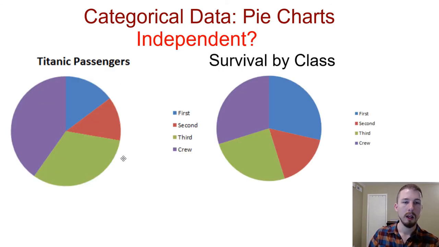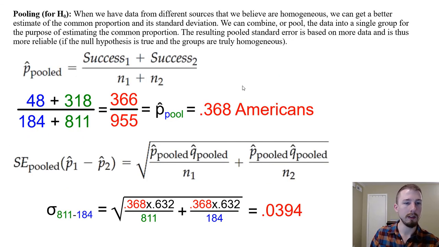It's kind of cool. So side by side here we have the Titanic passengers and the survival by class. We'd expect those to be about the same if they actually were independent.